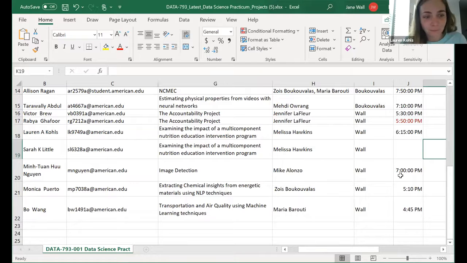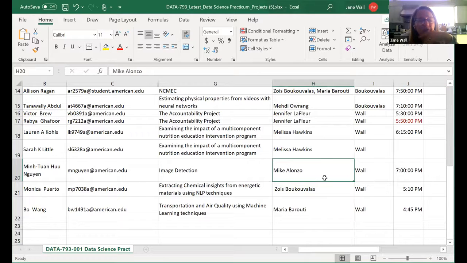Perfect. Okay. And then Min, do you know if you and the other person working on Dr. Alonso's thing want to do a joint thing? Yeah, we're literally texting right now about it. Okay. Yeah, if we can, that'll be great, just so he doesn't have to sit and listen to almost two exact things with some variation, I guess.